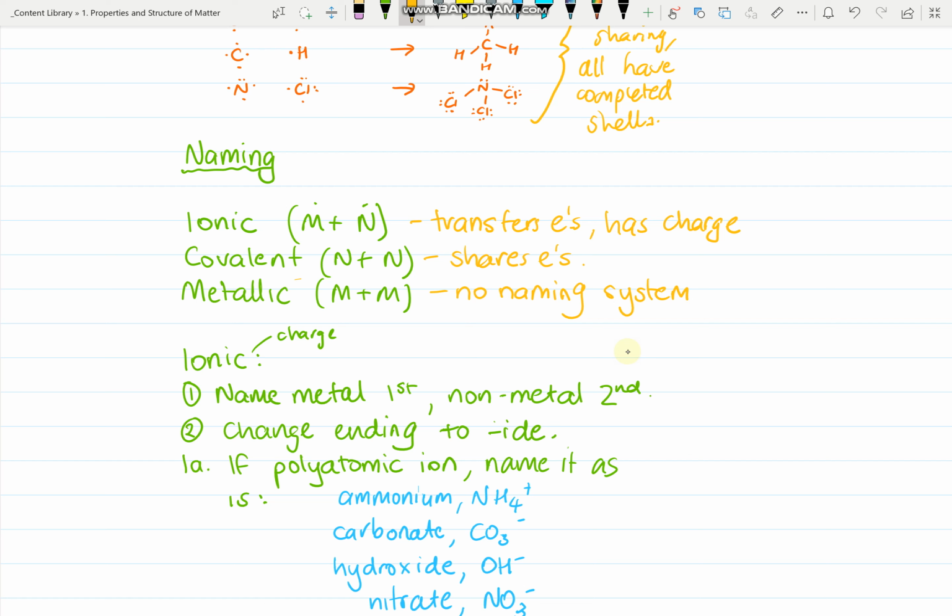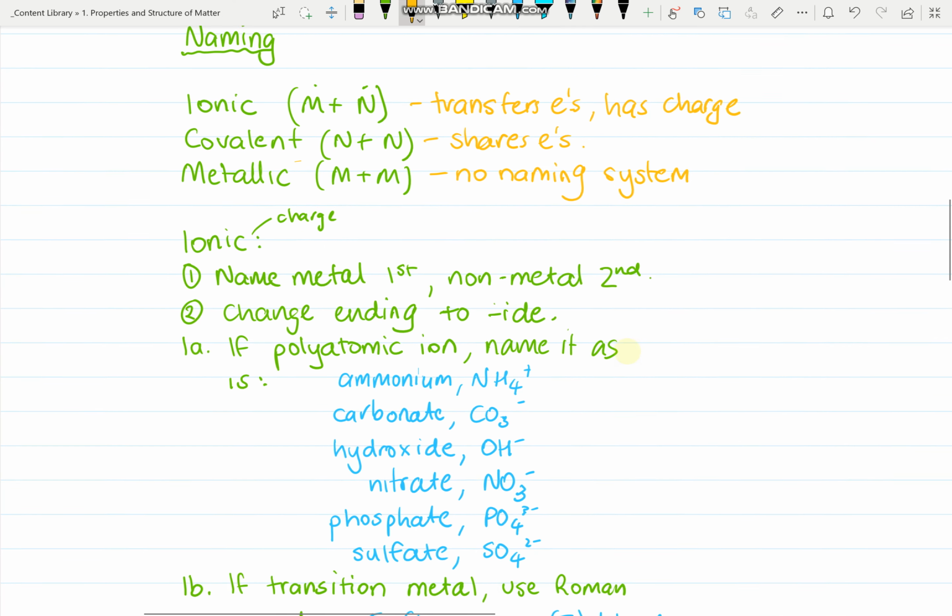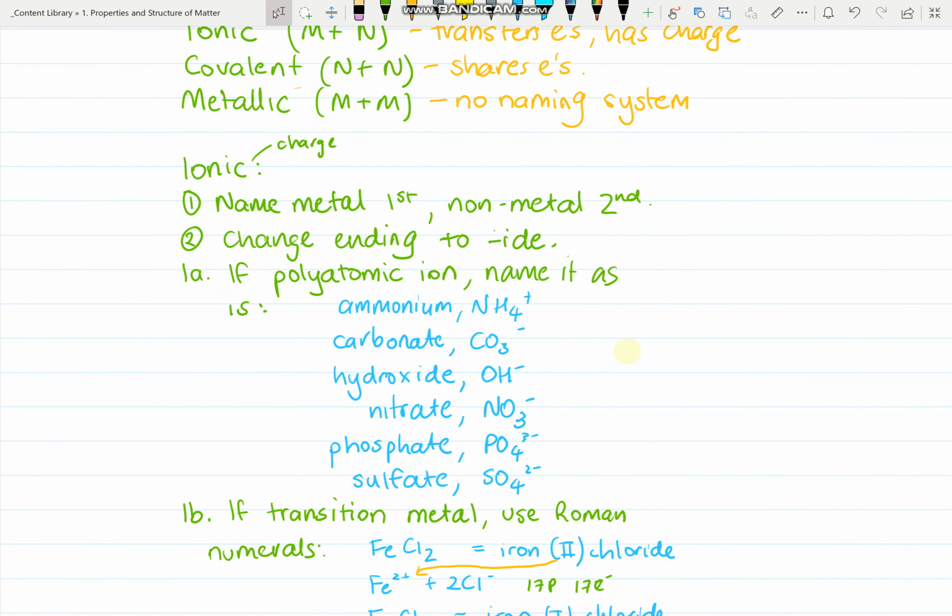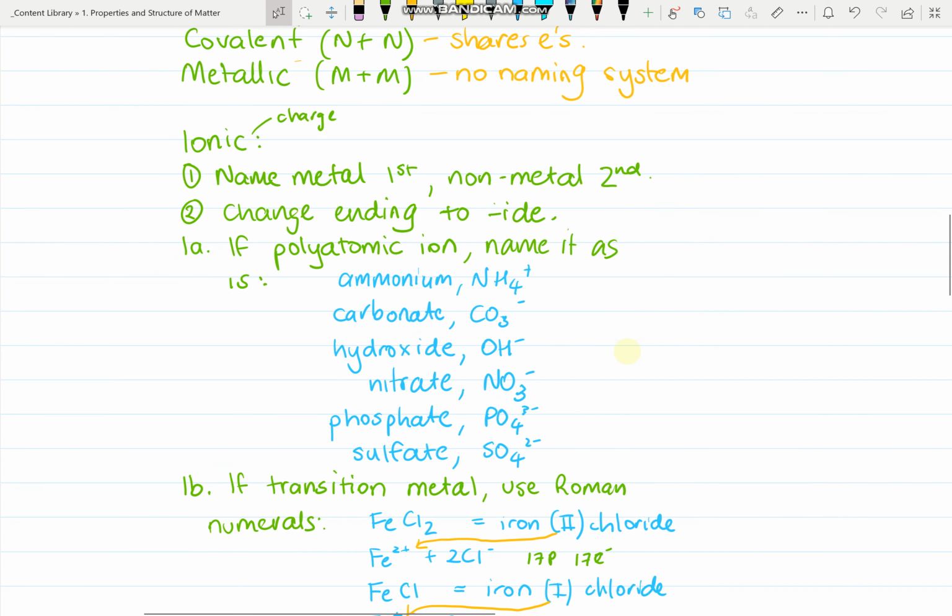It'd be like an alloy, like for instance, brass is 66% copper and 34% zinc, or stainless steel, which is a mixture of iron, chromium, and carbon.